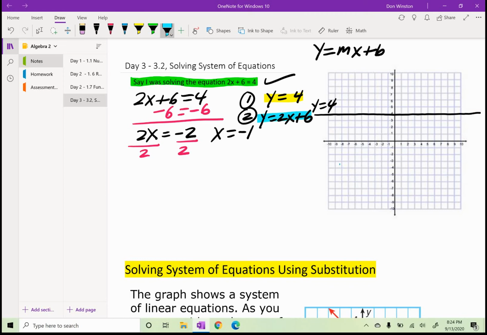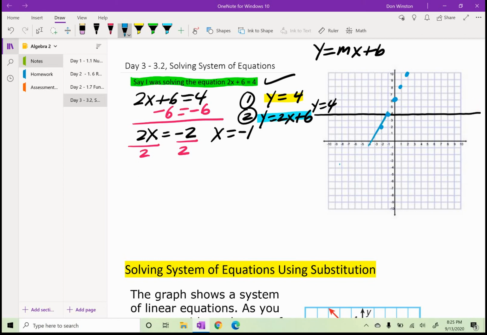To recall, that has a y-intercept of 6, so I'll start at y is equal to 6. That's my y-intercept. And my slope of 2 tells me to go up 2 and over 1. Or likewise, I can go down 2 and run left. So 1, 2, 1, 2. And then I can draw that line.